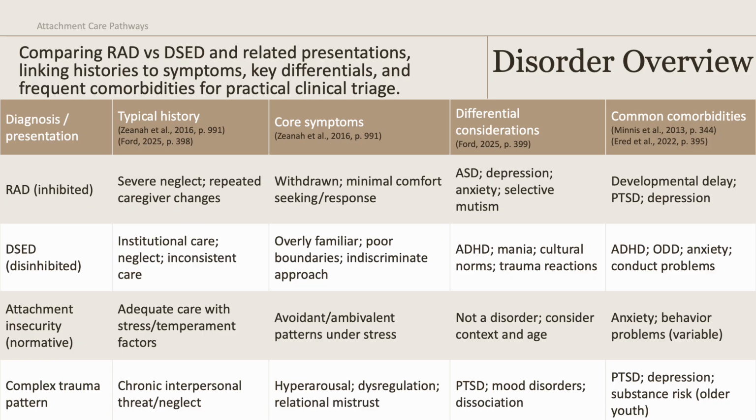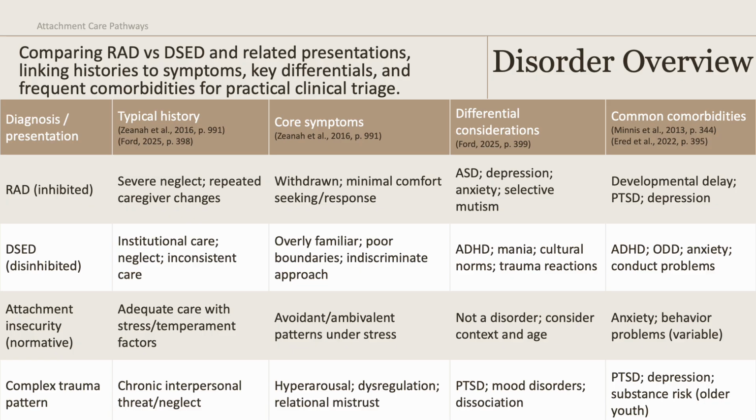Walking through the rows, let's start with the first row, RAD, the inhibited type. Typical history: children with RAD typically have histories of severe neglect and repeated caregiver changes, what the ACAP practice parameters describe as grossly pathogenic care. Core symptoms in childhood: we see withdrawn behavior and minimal comfort seeking, even when distressed. In adulthood, these patterns manifest as severe intimacy avoidance, chronic relational withdrawal, and persistent difficulty trusting others, what researchers describe as pervasive inhibition of attachment behaviors that extend into adulthood, romantic and interpersonal relationships.